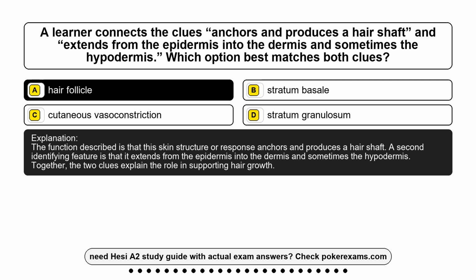The function described is that this skin structure or response anchors and produces a hair shaft. A second identifying feature is that it extends from the epidermis into the dermis and sometimes the hypodermis. Together, the two clues explain the role in supporting hair growth.